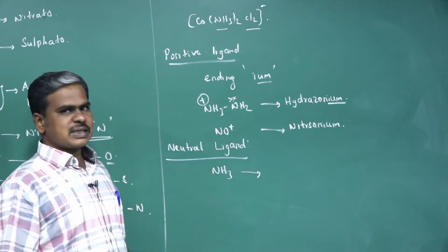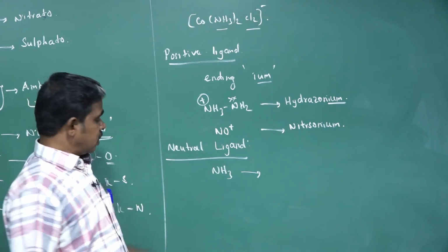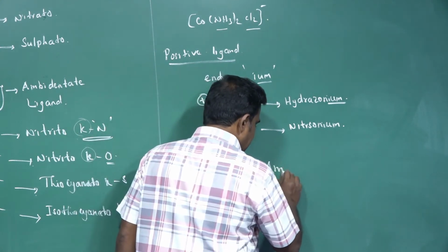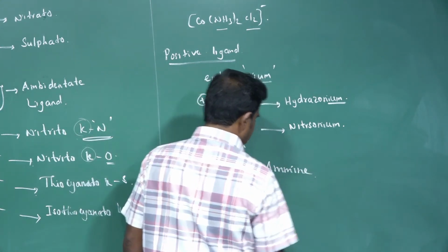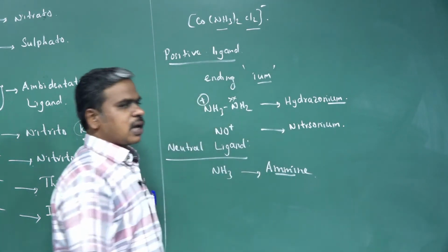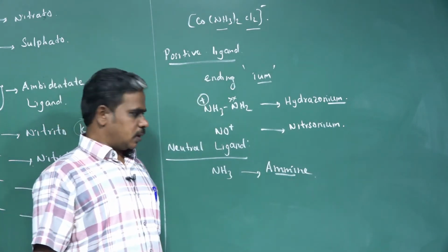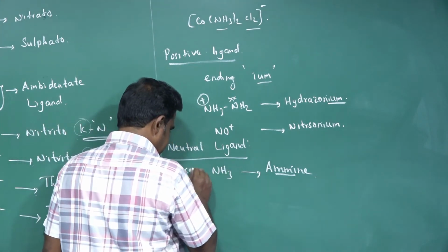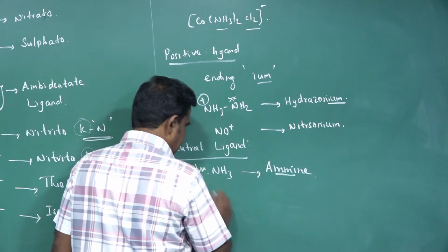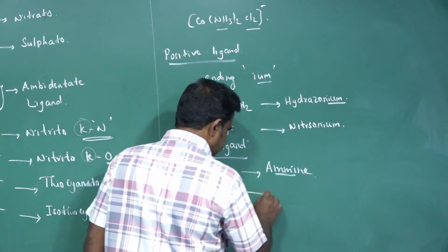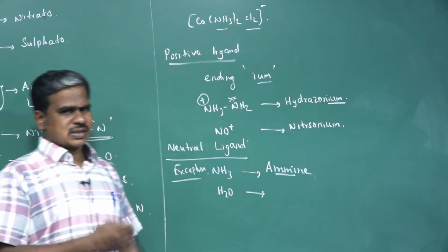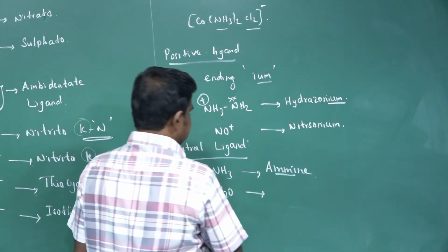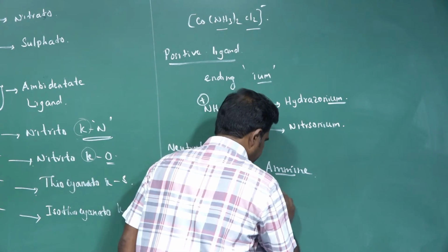Generally it is considered as ammonia, but in the neutral ligand, NH3 is called amine. What is that? Double M-I-N-E. It is not ammonia, it is amine. Here these are all exceptions. And H2O is normally water, but as a neutral ligand H2O is called aqua.